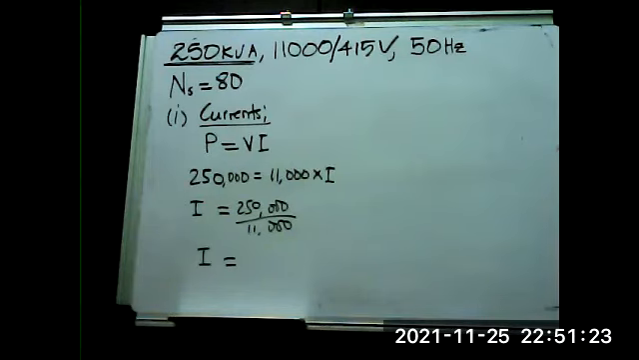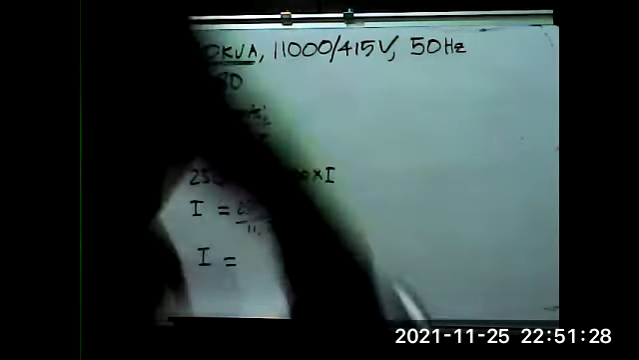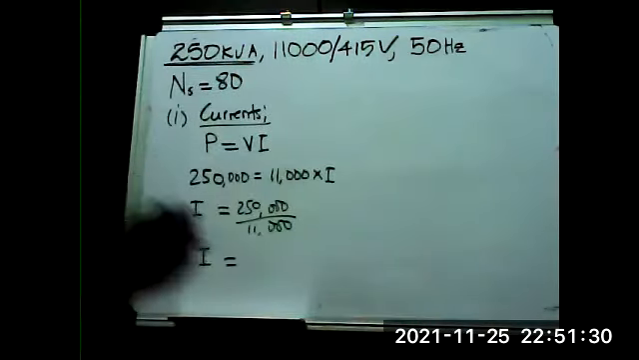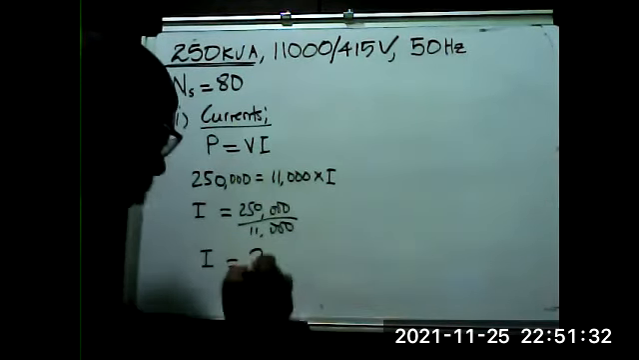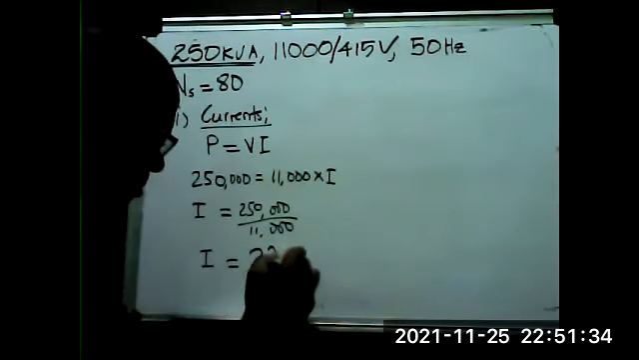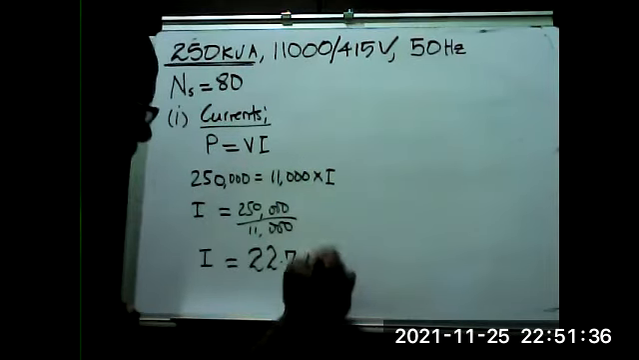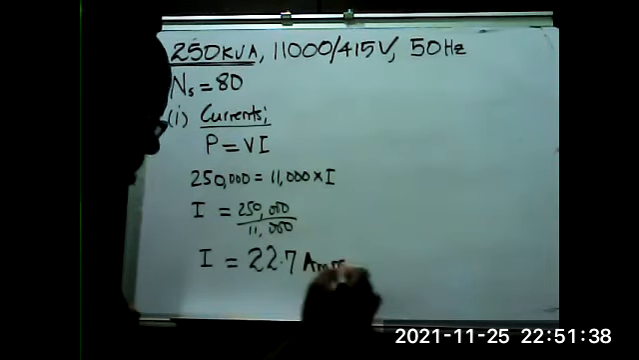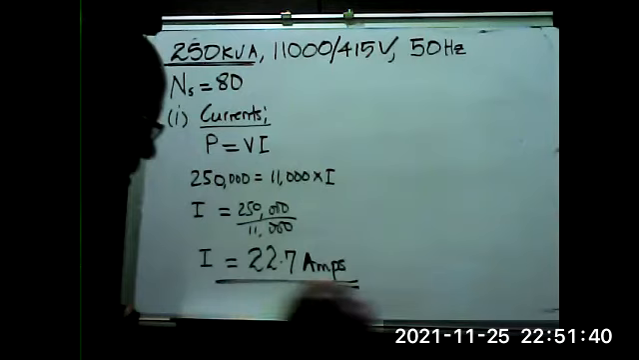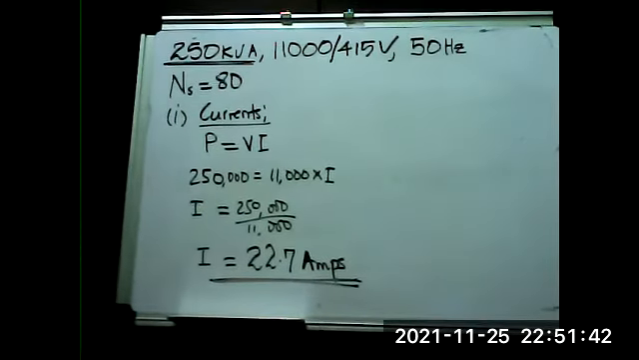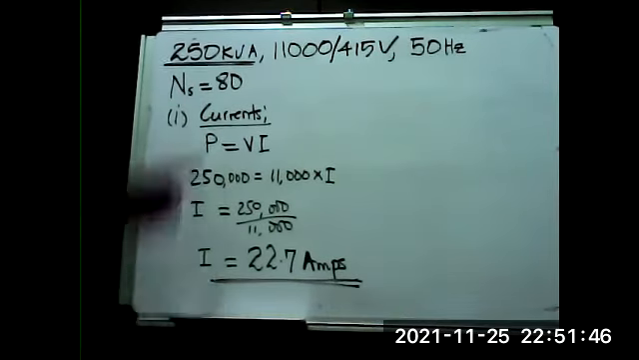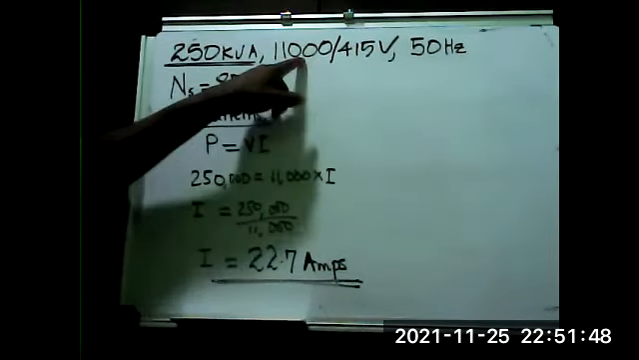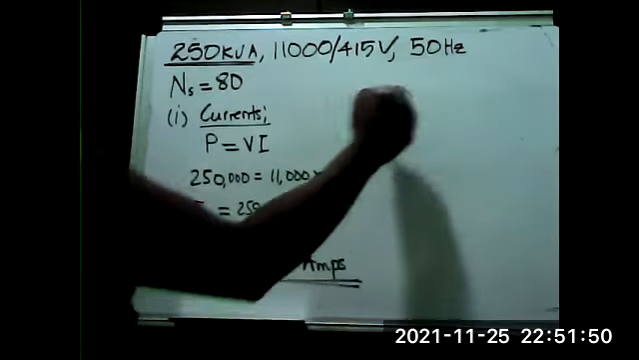22.7, correct. Good. That's how people who pass look like. Amps. That will be your current on the primary. Why are we saying it on the primary? Because we have used the voltage on the primary.